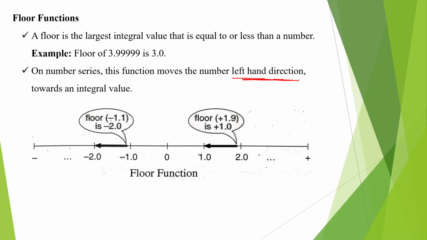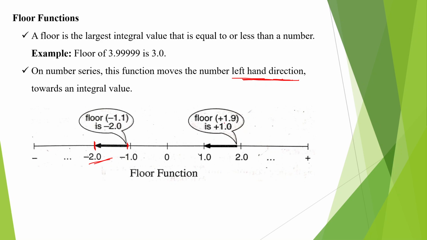So as you can see, when we are calculating the floor of minus 1.1, as we know, this is 0, this is minus 1, and minus 1.1 will come somewhere here. And to get the floor value of this minus 1.1, we need to move in the left hand direction. So we are moving in the left hand direction, and the nearest possible value is minus 2.0. So this minus 2.0 will be returned from this floor function.